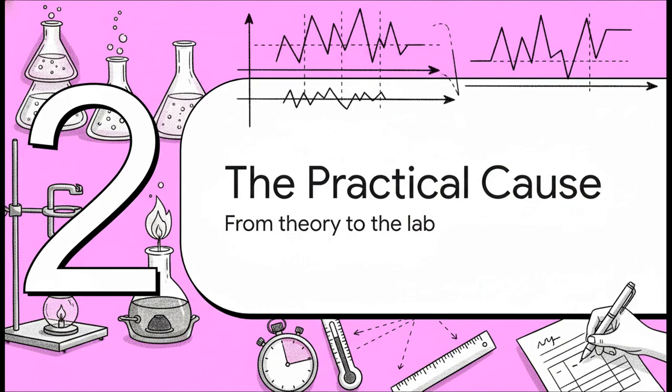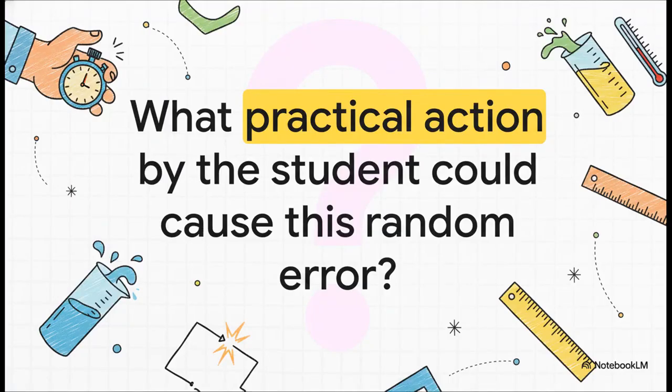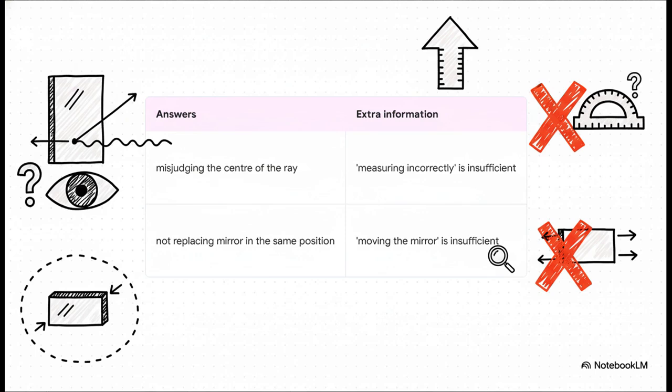Let's build on that. The next part of the question connects that theory of random error to what a student might have actually done wrong in the lab. They want to know what the student actually did to cause that random error. The examiner is looking for a real-world, practical example from the experiment itself. This is a perfect example of why you've got to be specific. The mark scheme accepts things like misjudging the center of the ray or not putting the mirror back in the same spot. But look at what they reject: vague stuff like measuring incorrectly. That's not enough. You have to explain how it was measured incorrectly to get that mark.